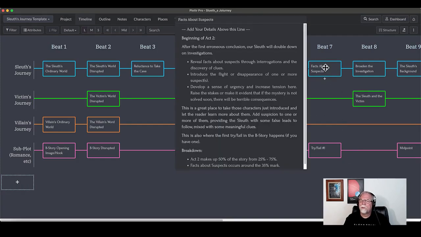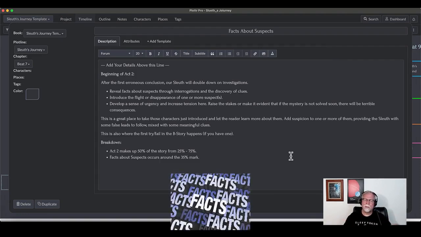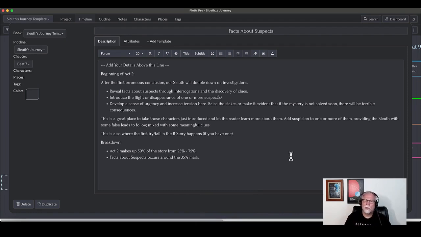Okay. Then we're going to learn some facts about the suspect. So what's going to happen next is, and sometimes at the same time as the detective's going to learn more about the suspects, that's going to cause some of them to be cleared and some of them to move to the top of his list. Okay. The detective is not always right at this point. In fact, they are usually still wrong at this point. This is a great place to take those characters that we just introduced and let the reader learn more about them and even elevate their status as suspects. Okay. Add suspicion to one or more of them. Provide the sleuth with some false leads to follow, mixed with some clues that actually do mean something.